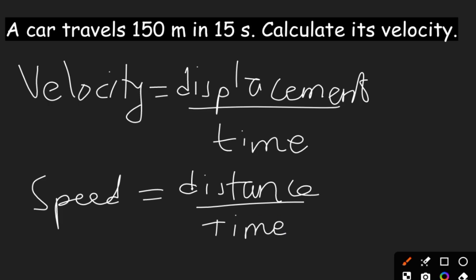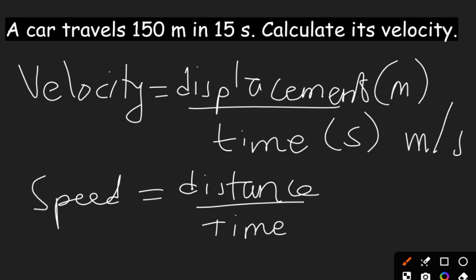Now, how do you get the unit? The unit for displacement, change in distance, is meters, or it could be centimeters and what have you. Now, the standard unit for time is seconds. So it works the same for the speed as well. So you're most likely to see meters per second. So that's what you're going to use.